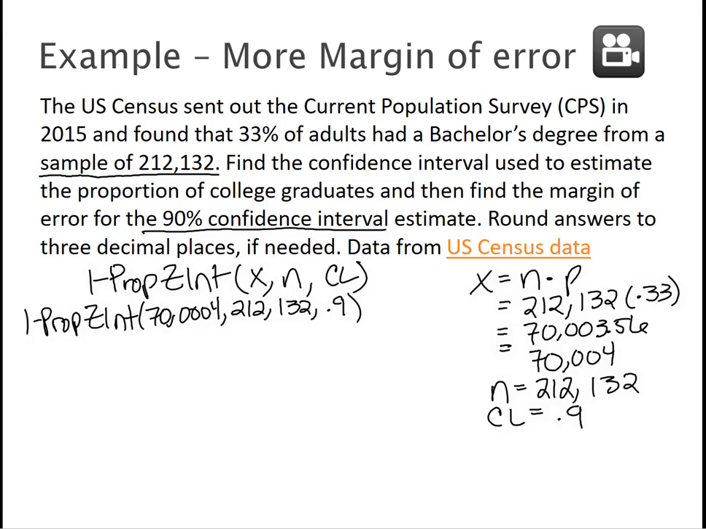I am going to demonstrate this one more time. I know these calculator functions can get a bit tricky, so let's go ahead and do this calculator function. Before I do that, remember with the old OS, once you get to 1 prop Z interval, you're going to enter it just like I have on the slide here: 1 prop Z interval, X, comma, N, comma, then your confidence level, and then you'll hit enter.